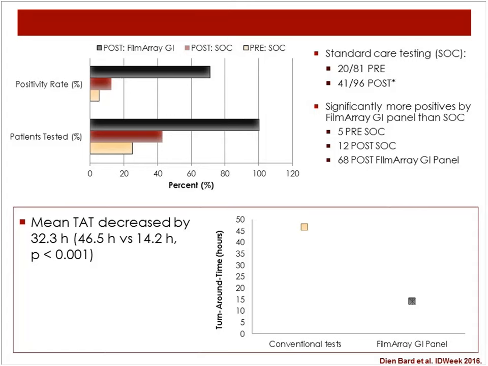The turnaround time of standard of care testing in the pre group versus the FilmArray in the post group was also compared within this subset of patients. Standard testing consisted of culture, EIA, O&P, and a variety of other testing, including for C. difficile as well. A reduction of 32.3 hours was calculated on average, and the results were available in a mean average of 14.2 hours from collection. This time also accounts for the fact that in most of these sites, the testing was only performed during the day.